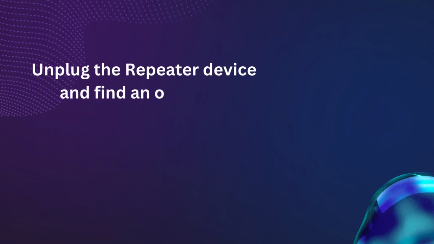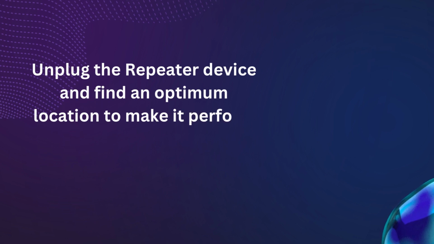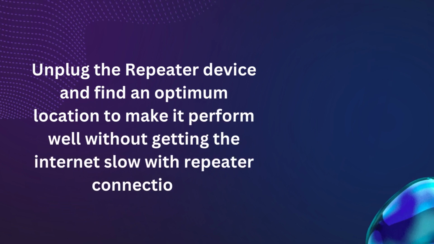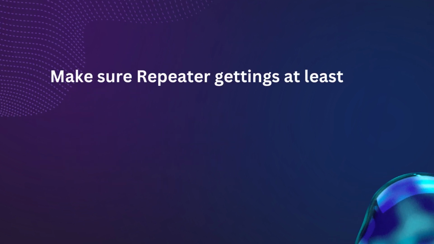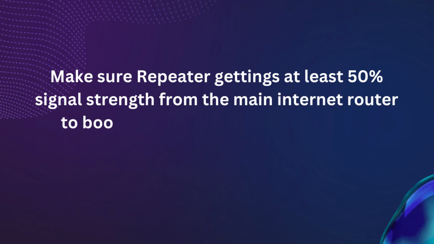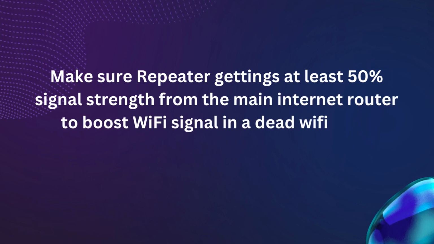Unplug the repeater device and find an optimum location so it performs well without making the internet slow with repeater connections. Make sure the repeater gets at least 50% signal strength from the main internet router to boost the Wi-Fi signal in a dead Wi-Fi area.